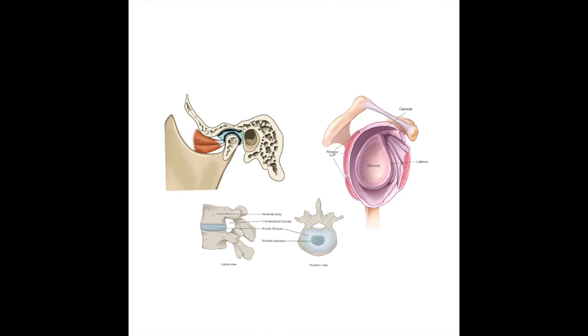In some synovial joints, the joint cavity is partially or completely divided into two joint cavities by an articular disc. So these discs are made up of fibrocartilage. Examples are the temporomandibular joint, the sternoclavicular joint and the menisci of the knee joint.